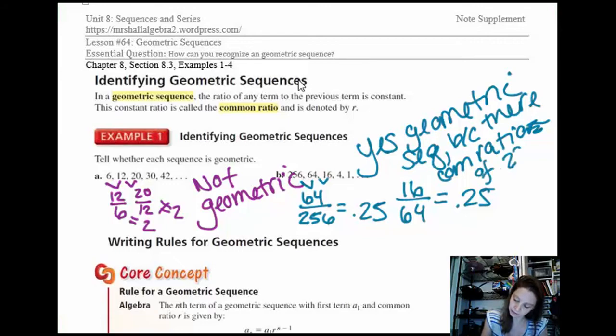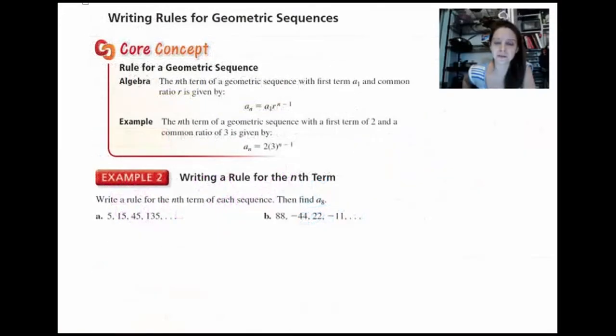of 0.25. Writing rules for geometric sequences. So the formula for writing a rule for a geometric sequence is a sub n equals a sub 1, that's the first term, times r, that's the common ratio, to the n minus 1 power. And there's an example, and we're going to go right to example 2. Write a rule for the nth term in each sequence, then find a sub 8.